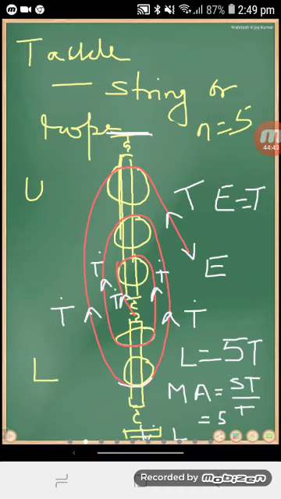So if you are applying an effort of 1 Newton, then you can lift the load of 5 newtons. Okay, so this was about your mechanical advantage. Similarly, this is for n equal to 5. Okay, so remember this.